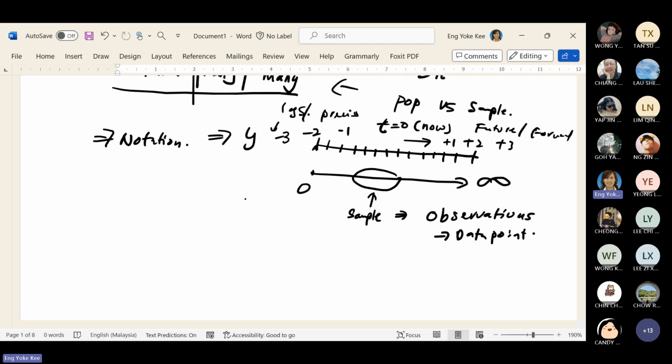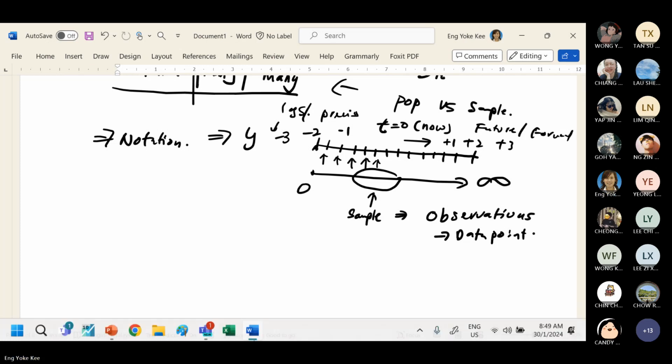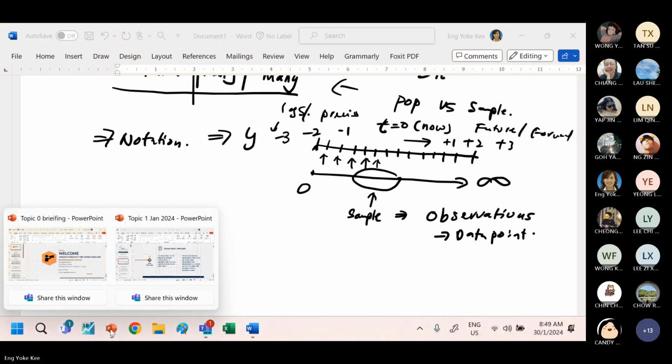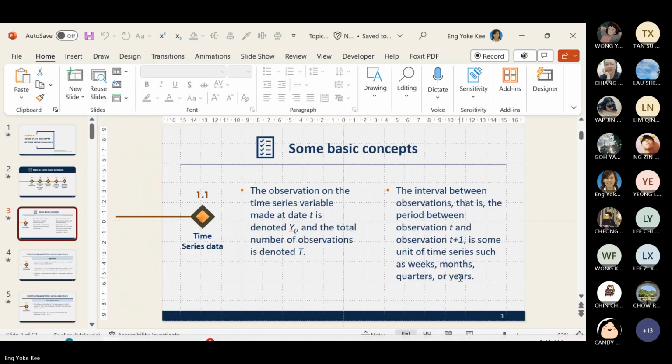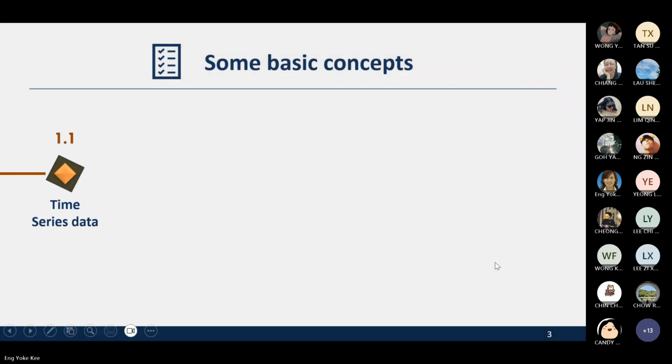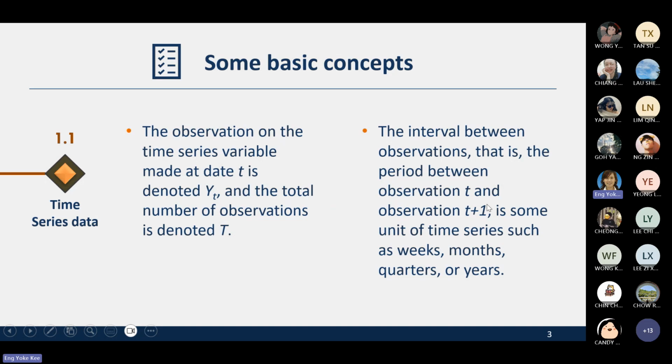So how do we define time series data? We observe the data point at a fixed time interval. Every period we have a point, and they are in fixed form. So that is what we see. The interval is between t and t plus 1. The t can be anything; it can refer to the frequency of the data.